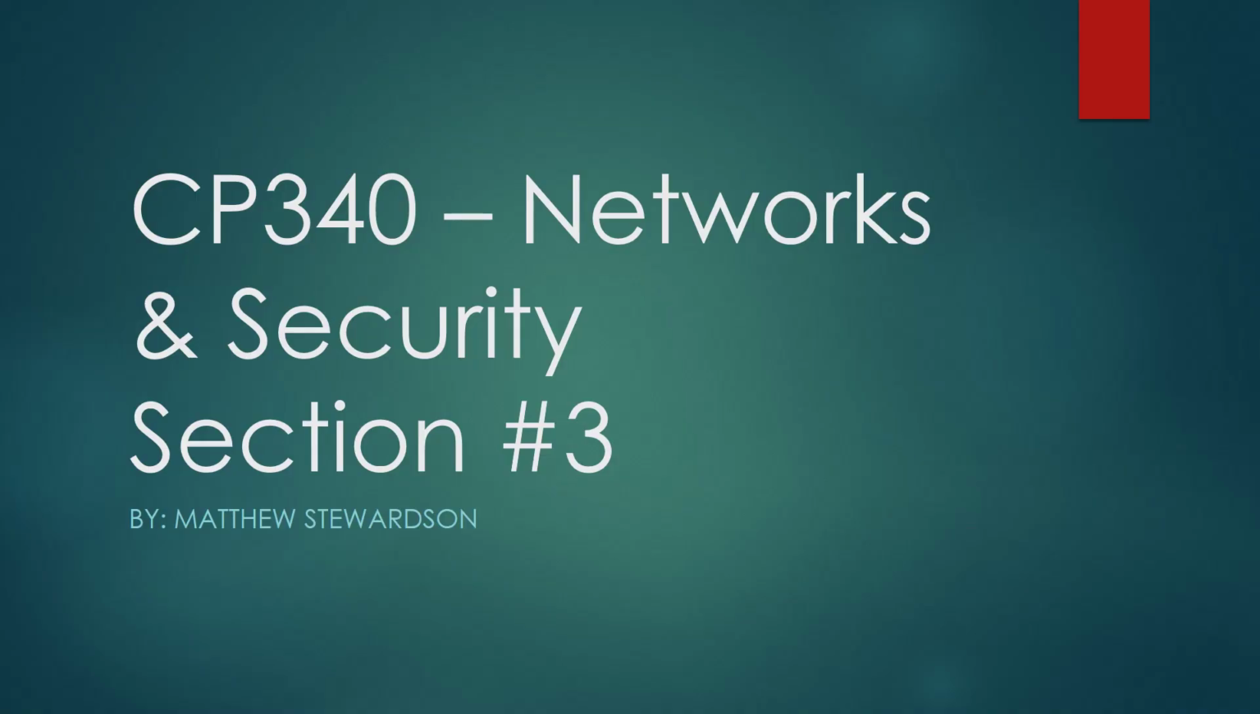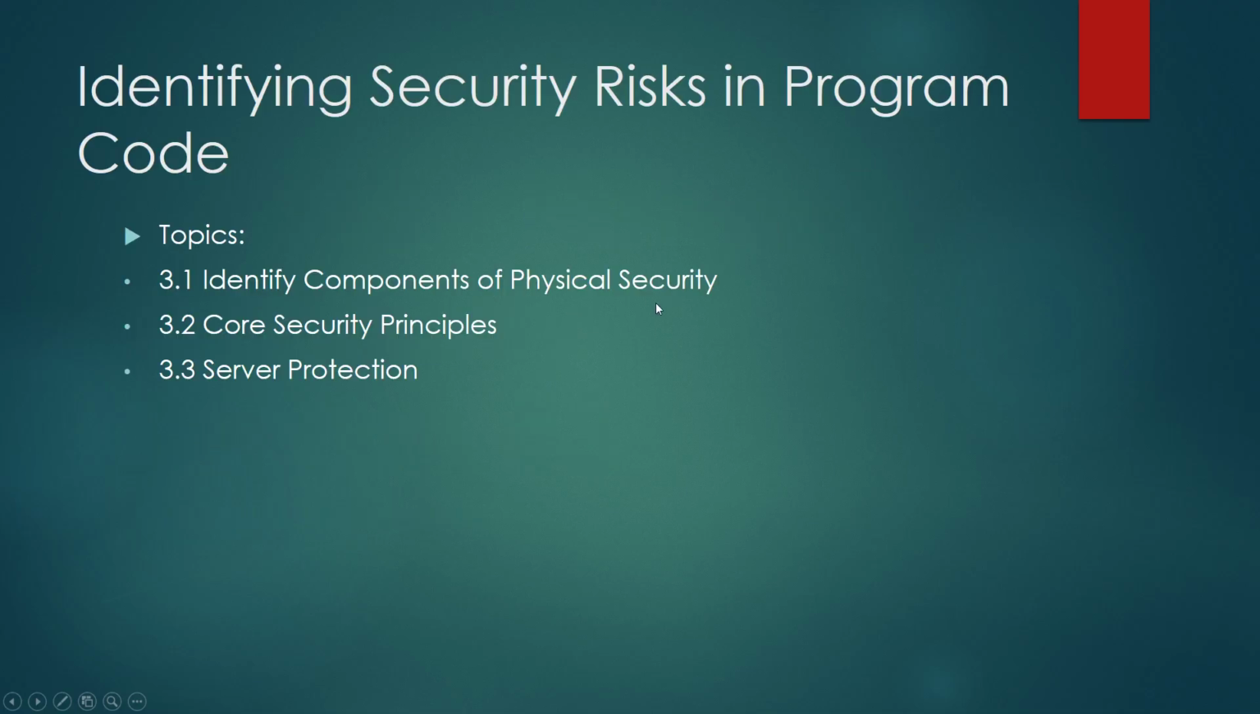CP340 Networks and Security, Section number 3. Identifying security risks in a program code. Topics: 3.1 Identify components of physical security. 3.2 Core security principles. 3.3 Server protection.